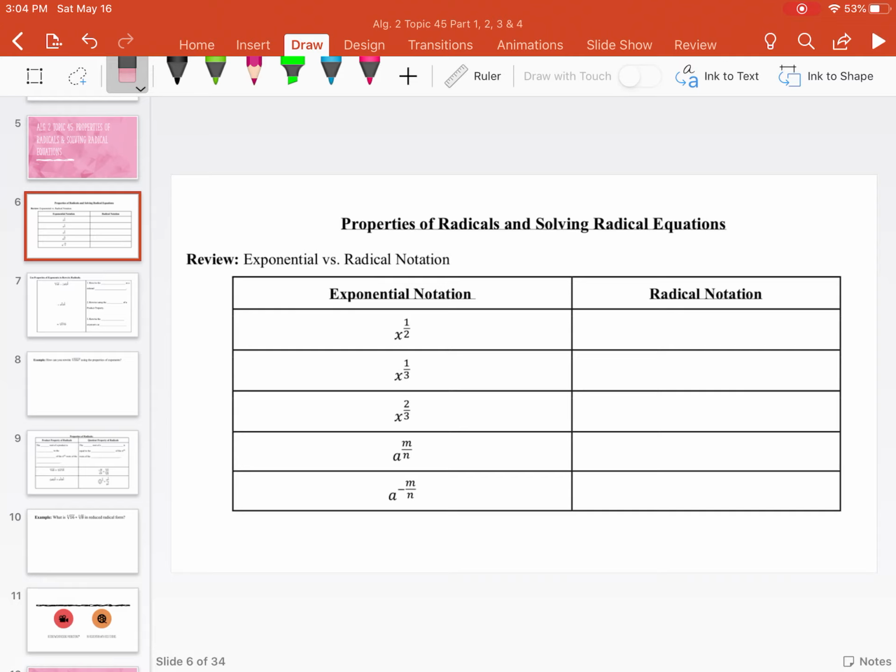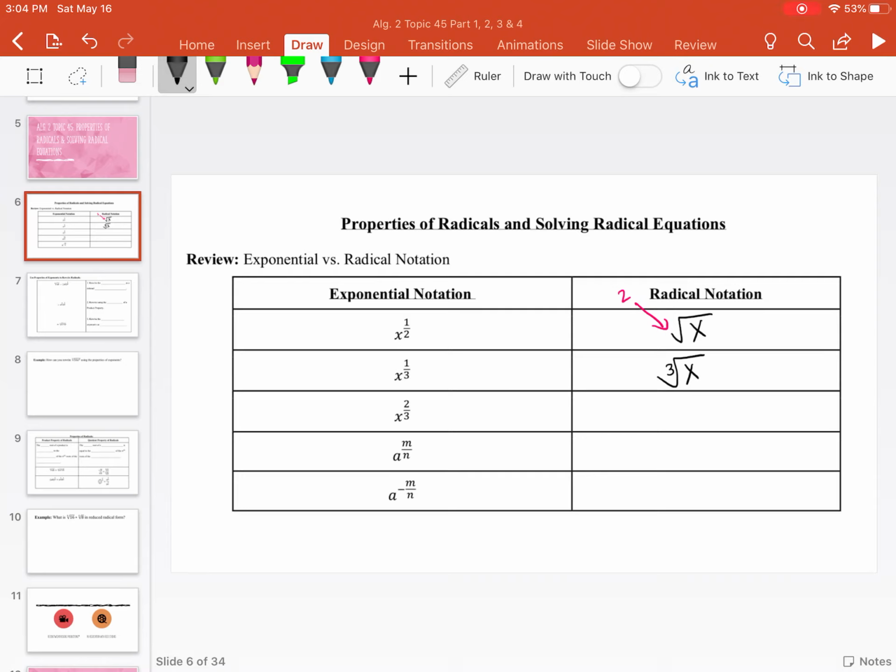As we've seen in previous topics, we know that exponential notation can be rewritten in radical notation. So for instance, x to the 1/2 is the same thing as the square root of x. Now the index here is 2, although because square roots are so commonly written, we actually don't write the index of 2 here. However, for the next example, x to the 1/3, we would write the third root of x.